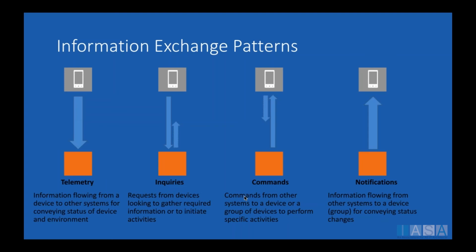So you can see that telemetry is when we have devices flowing their information, telling something about themselves. Perhaps it's a temperature sensor telling you what temperature it is, something like that. Then we have inquiries, where devices ask your back-end system for some information about the world beyond their scope. Commands are a very important part of IoT, where we can actually tell the device to do something. And notifications also, when we tell the device something about the world beyond its scope.